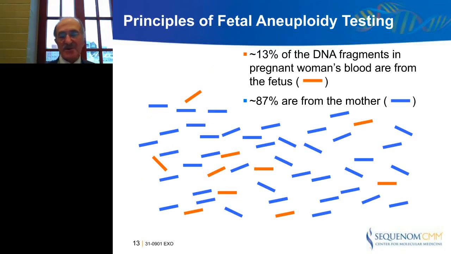All right, so I'm going to show you a cartoon that illustrates the principle of how we quantify the abundance of chromosomes in the mother's blood. Here I've color-coded the DNA fragments so that the red ones are from the fetus and the blue ones are from the mother. Okay, so this is an average pregnancy. So 13% of the fragments are from the fetus.